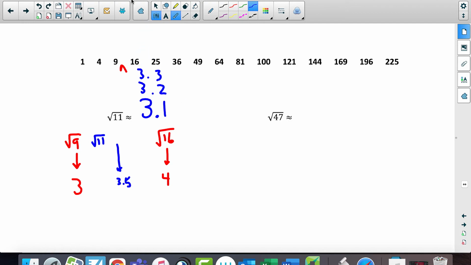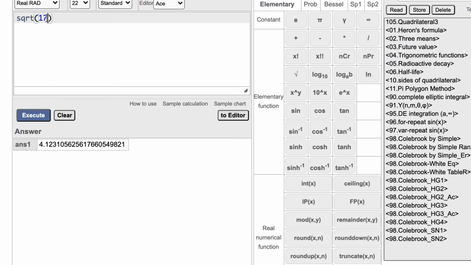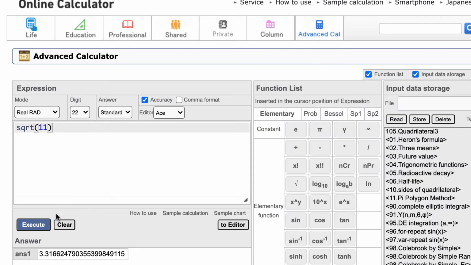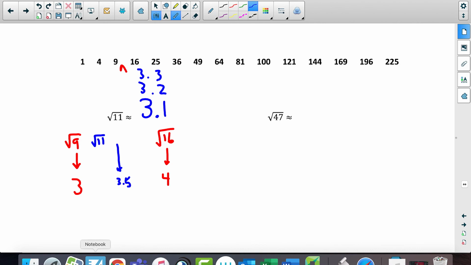Now, you want to know exactly what it is? Let's go use that crazy calculator. So I'm just going to change it from 17 to 11. Execute. And we get, to one decimal place, 3.31. Well, that just rounds to 3.3. So there you go. 3.3 is the answer. But you're not going to use a calculator, so I'm just showing you 3.3 was the real answer, just to give you a sense.